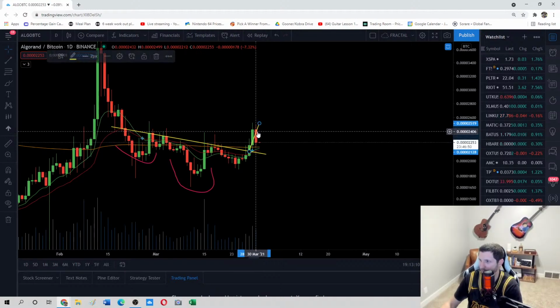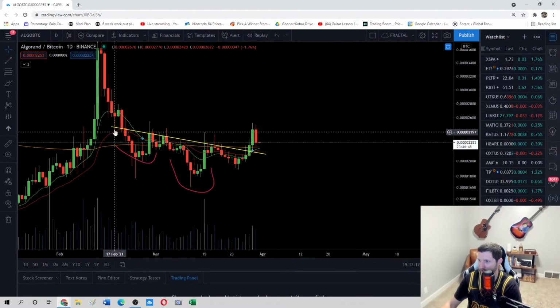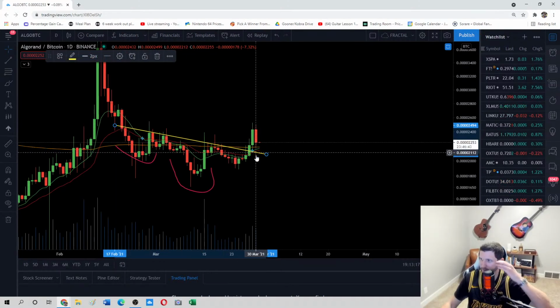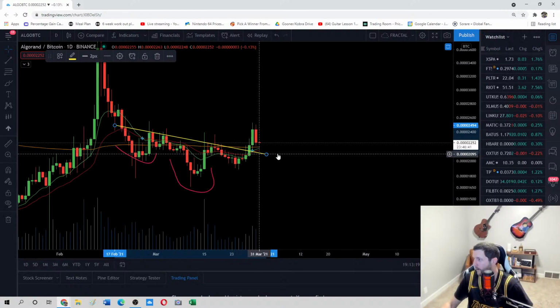So I like my profit, you guys. But yeah, we hit the target there on my inverse head and shoulders. And they could be slanted too. It doesn't matter. The neckline can definitely be slanted. You can see a nice breakout here.